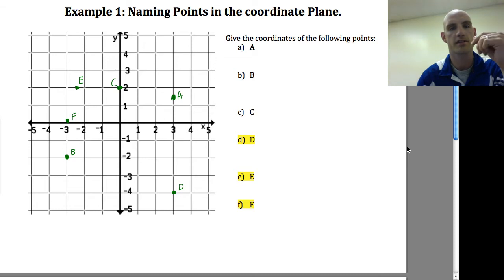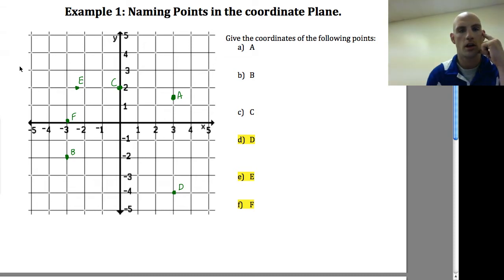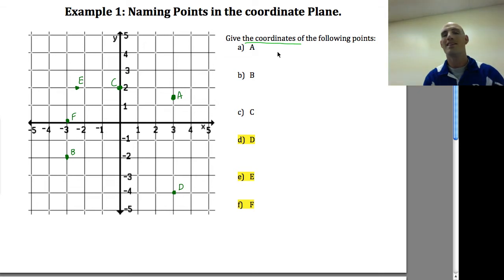What I've given you is a coordinate plane with points already on it, and what we're going to do is find the coordinates of the following points. This is like walking. How far do you have to walk to get there? How far do you have to walk left to right? How far do you walk up and down?